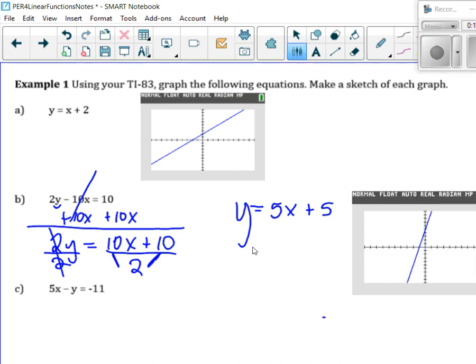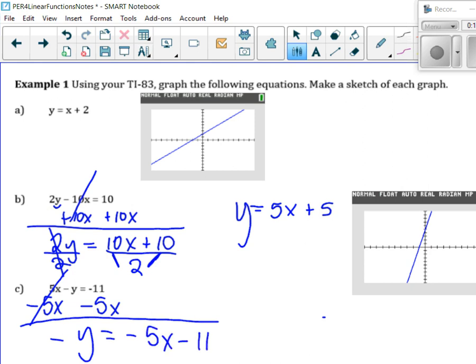This is not solve for y, so what do we have to do first? Solve for y by doing what? Algebra. So what do I have to do first in algebra? Is this 5x times minus y? No. How do I get rid of 5x? Subtract 5x. So then I'm left with, watch, there's a negative with the y, right? Negative y equals negative 5x minus 11.